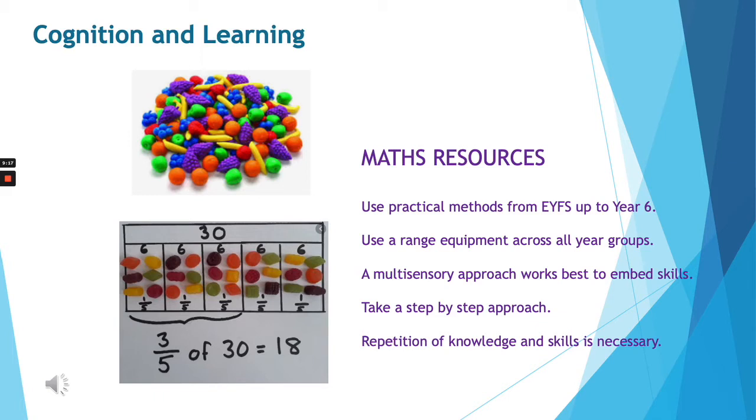It's important to remember to use practical methods right the way through the school. The same simple objects can be used for sorting and grouping in EYFS and, for example, fraction work in Key Stage 2. See how this teacher has used objects in a bar model to show 3/5 of 30. By allowing a child to physically complete exercises in a multisensory approach, using movement, visuals, and talking through processes step by step, understanding is much greater.